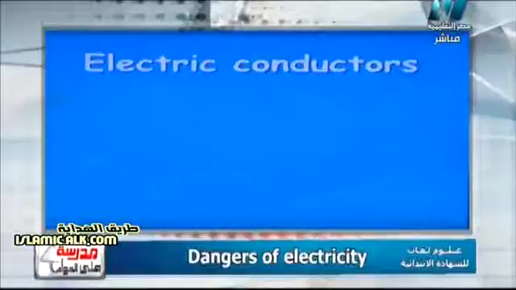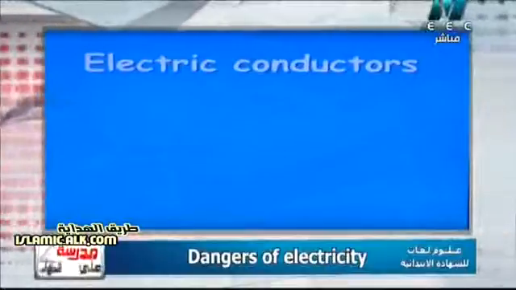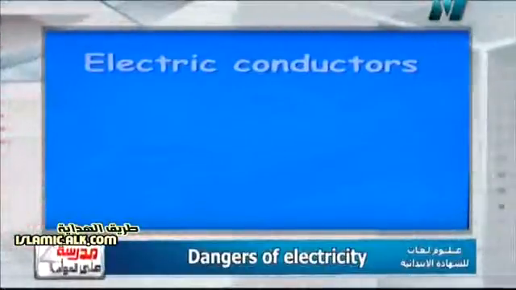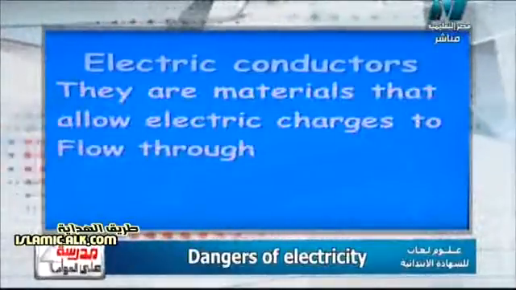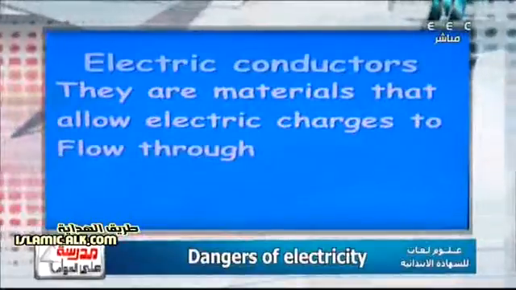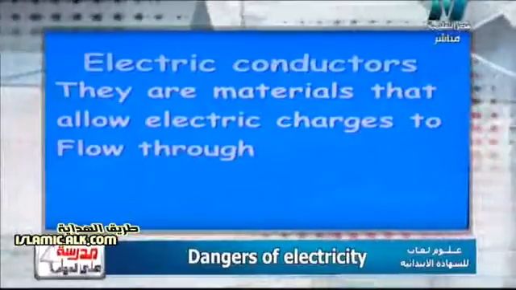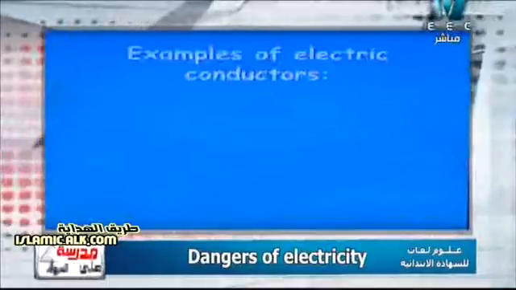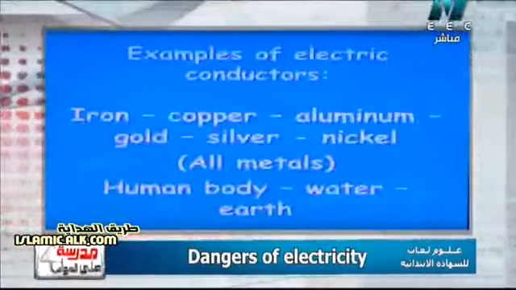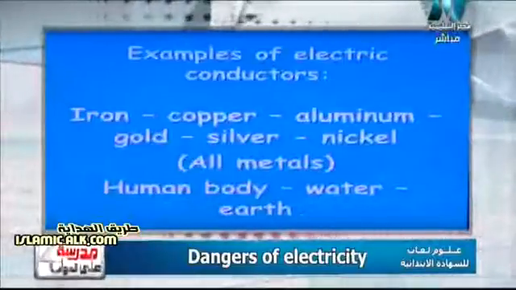Okay, so let's summarize what we have studied in this activity. We can make a definition for electric conductors: they are materials that allow electric charges to flow through. We have many examples of conductors, such as iron, copper, aluminium, gold, silver, nickel, all metals.